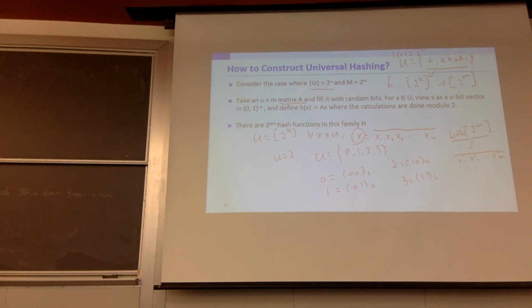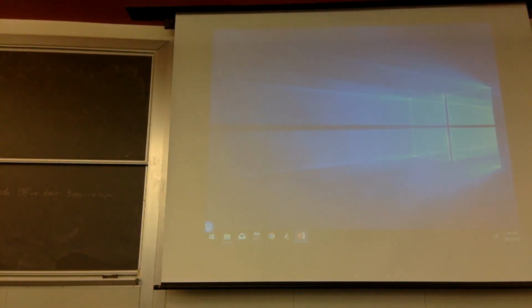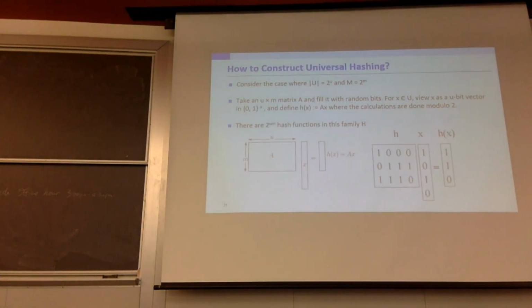The arithmetic we do here is modulo 2. Whenever you do something like a times b, you are actually doing a times b mod 2 instead of just using the number itself. So the example is shown here. Basically, you have this function, a matrix. This is A.